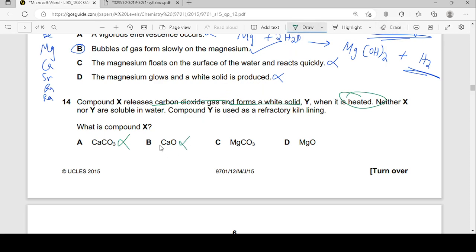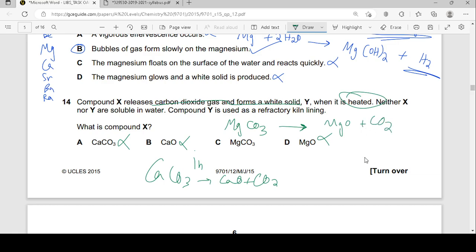And similarly, the same goes for CaO applies to MgO as well. Those would be more likely to be Y instead of X, right? And then if you look at MgCO3, that seems to be the answer to me. Because CaCO3 gives you CaO plus CO2. MgCO3 gives you MgO plus CO2, right?